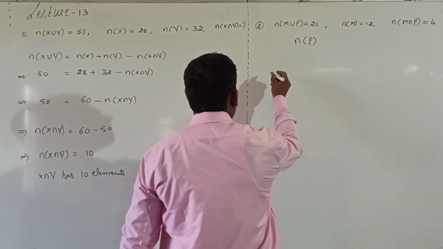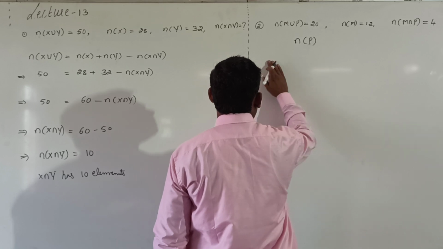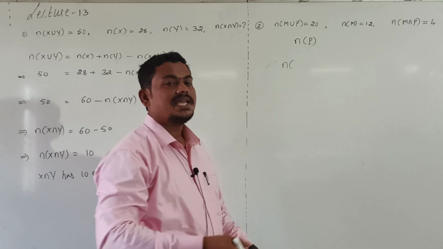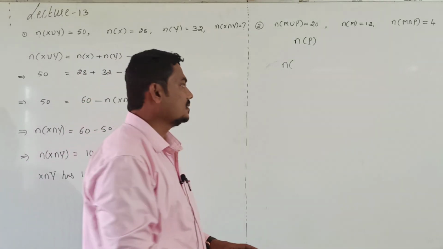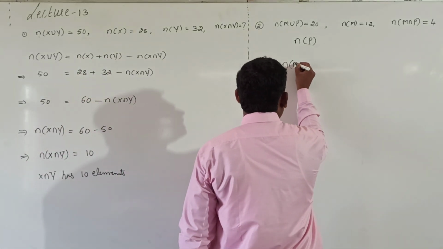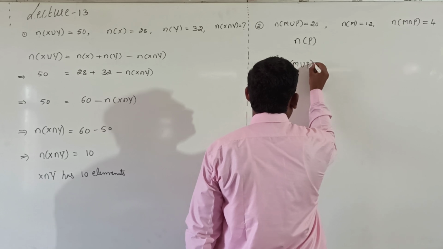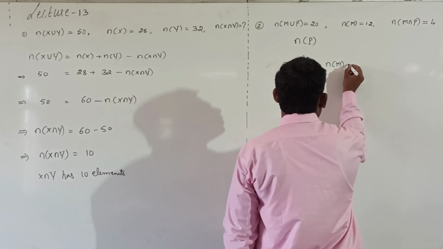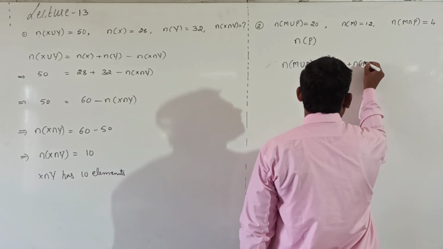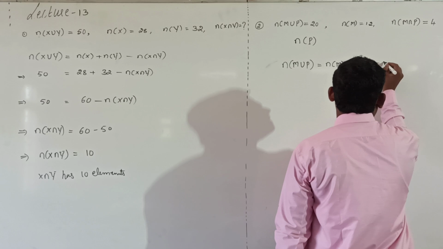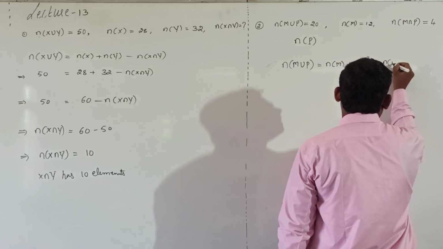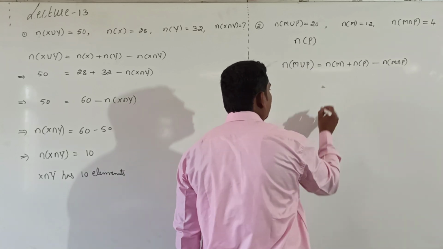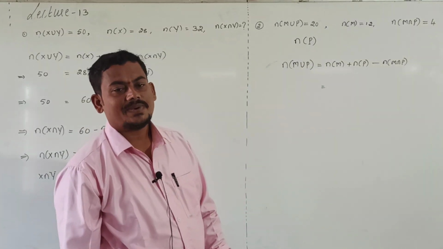First write the basic formula. What is the formula? Instead of A and B, here we have M and P. n(M union P) is equal to n(M) plus n(P) minus n(M intersection P). Just replace all the values.